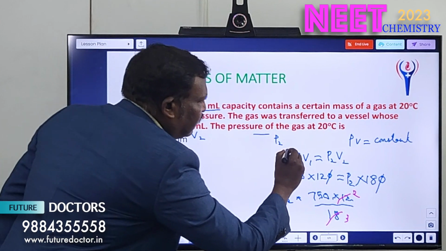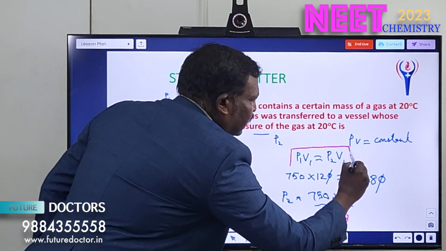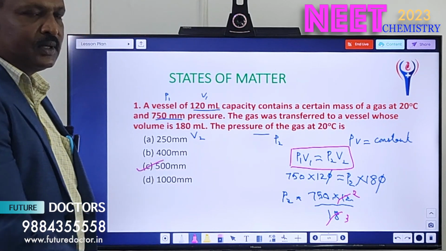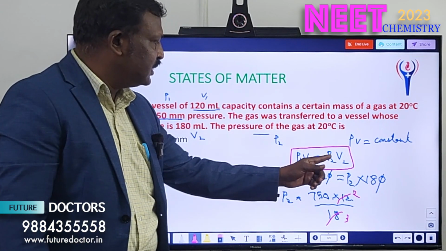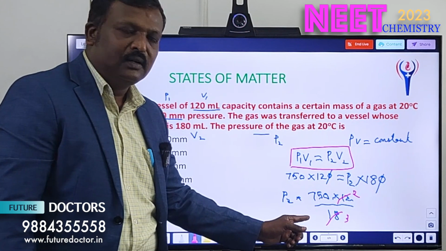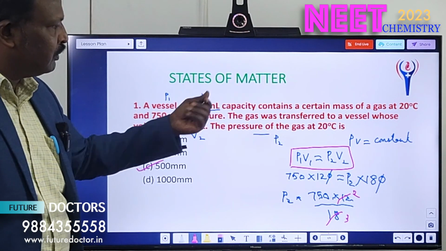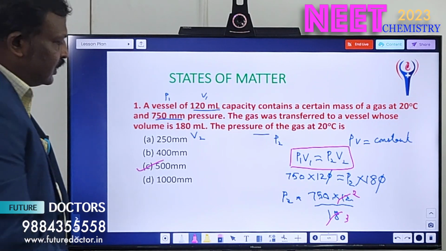If you know this formula, you can use it to solve the sums. P1 V1 is equal to P2 V2. These two are variables. So among the 4, one is unknown. That only we are finding. Are you following? Okay. These sums are based on Boyle's law. Now see the next one.